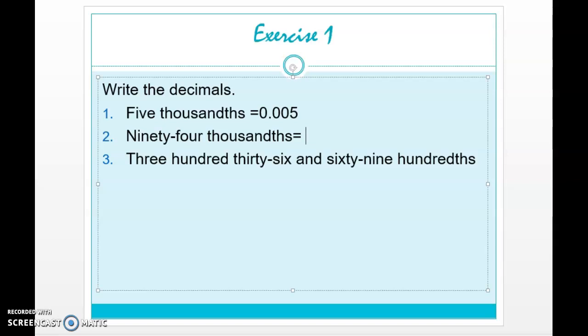And when we come to this one, we'll say 94 thousandths. It means you have to include the number that is said there. So it will be 0.094. Great.